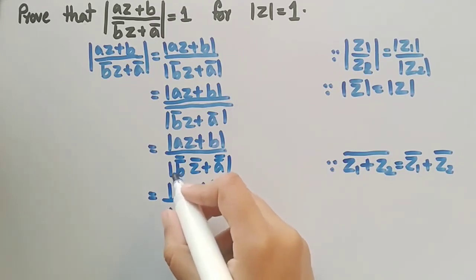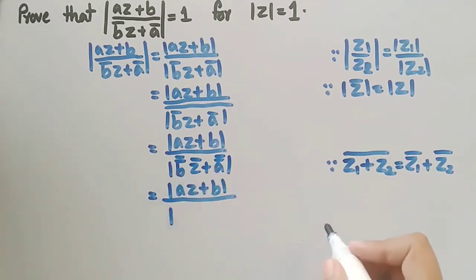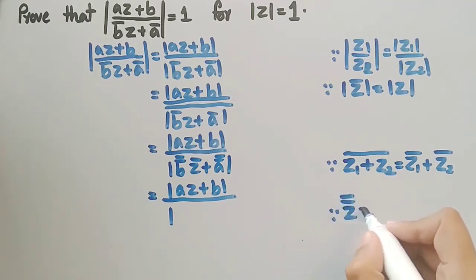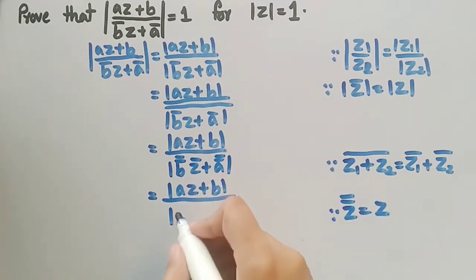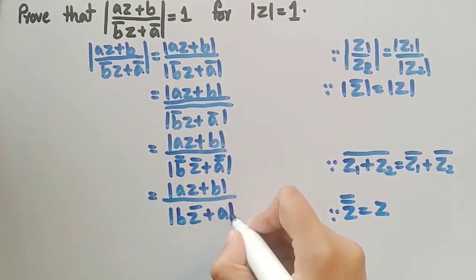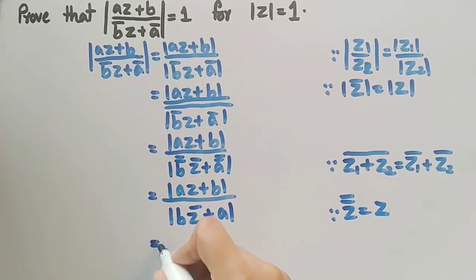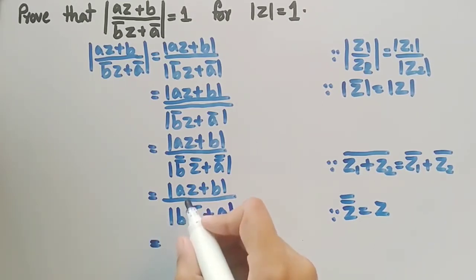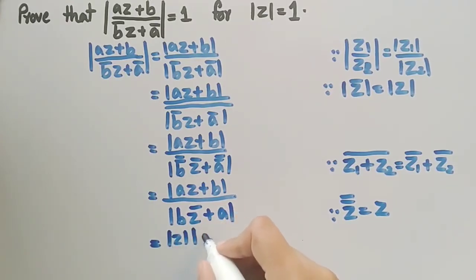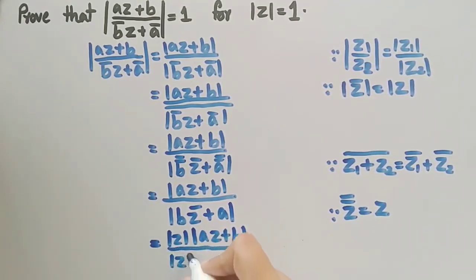mod of, for b double conjugate and a double conjugate, we will use the property that for any complex number z, double conjugate of z is equal to z. So here b double conjugate will be equal to b and a double conjugate will be equal to a. And it is equal to, now we will divide and multiply this expression by mod of z, and we get mod of z times mod of (az + b) divided by mod of z times mod of (b z conjugate + a).